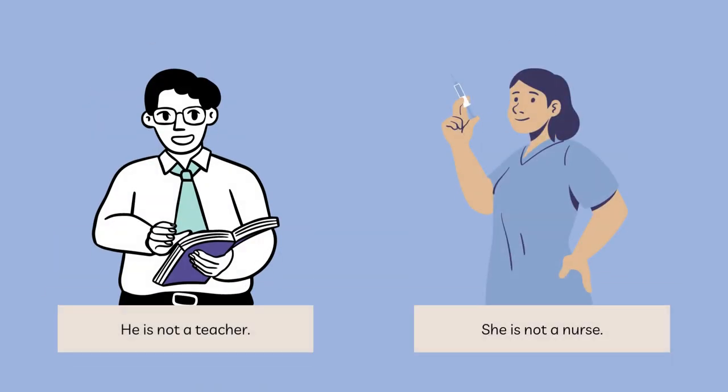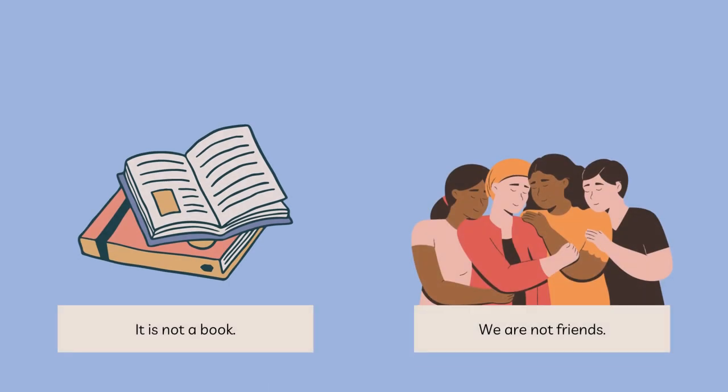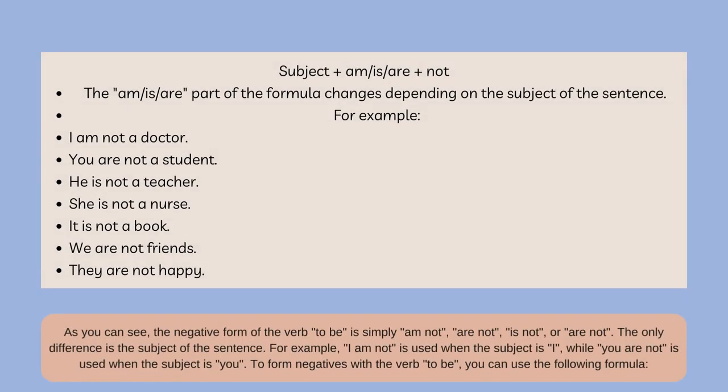He is not a teacher. She is not a nurse. It is not a book. We are not friends. As you can see, the negative form of the verb to be is simply am not, are not, is not, or are not. The only difference is the subject of the sentence.